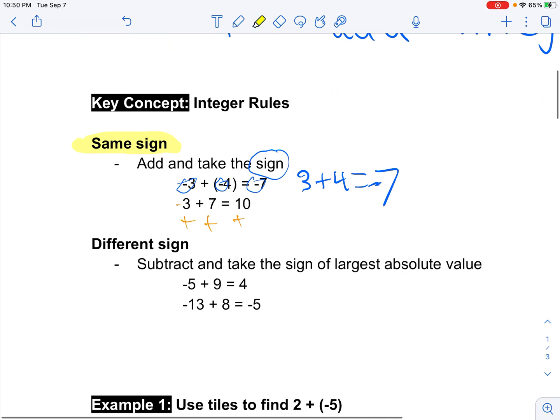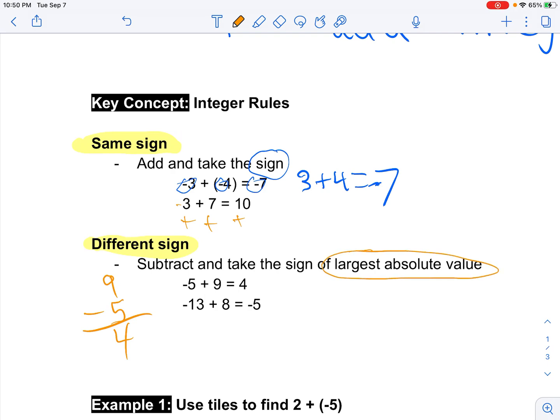However, when we have different signs, it gets a little bit trickier. So again, slightly different. What we have to do is subtract the two numbers. So I'm going to put the biggest number on top and the smallest number on the bottom. 9 minus 5 is 4. And then I have to figure out which of these has the largest absolute value. The absolute value of 9 is 9. The absolute value of negative 5 is 5. Well, 9 is bigger than 5. 9 was positive, therefore my answer is going to be positive.